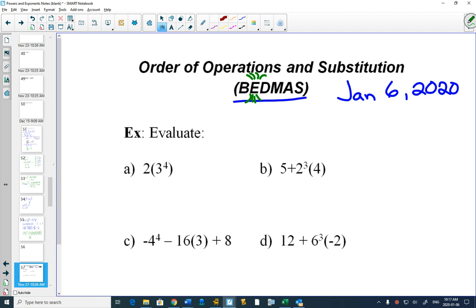So when we're going through BEDMAS, the first thing you're going to look for is B. Do we have brackets? In question A, yes. If you have brackets, you then say, is there something mathematical I can do in those brackets? In 3 to the 4, yes, there is something. There's an exponent in there. So then we do that first. I'll keep my 2 out in front. The first thing I'm going to do is figure out 3 to the 4.